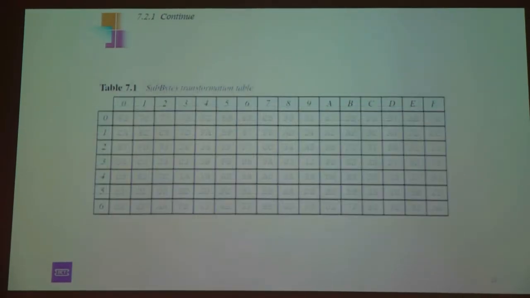So the table goes from where? From 0 to F and from 0 to F. So if I have 6F in here, it should be substituted with what? 6F. A8, right? So there's a table. This table is invertible. If I go for A8, let's try A8.